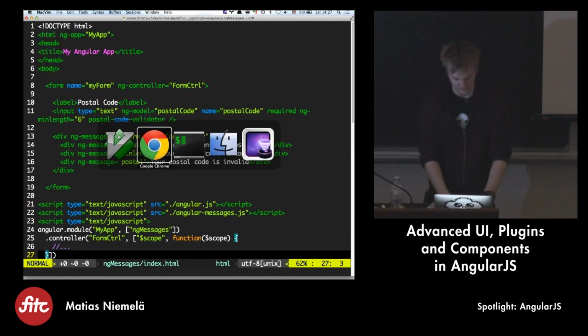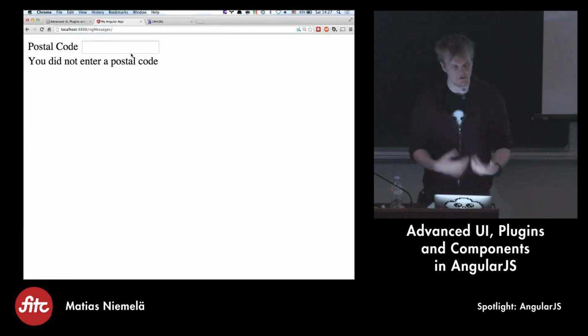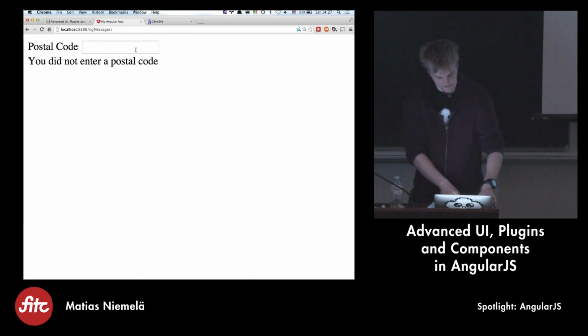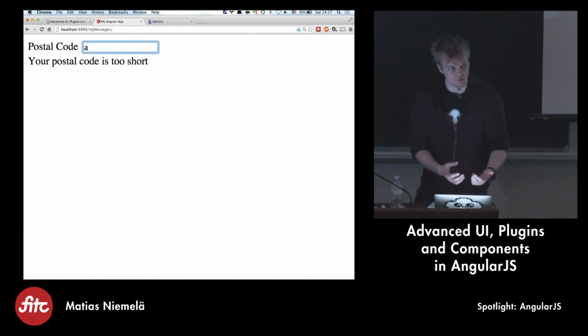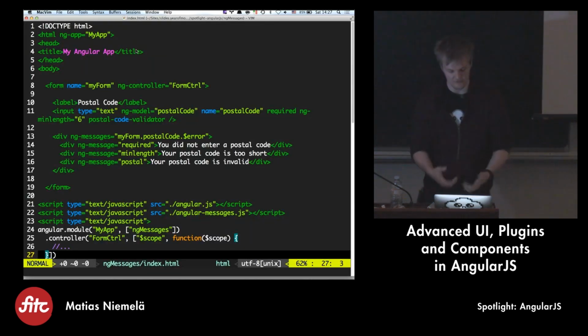So let's see how this looks. Okay, so far it's saying you did not enter your postal code. If I press 1 character, it says your postal code is too short. And if I enter 6 characters, now it's invalid. But if I enter my postal code, for example, it's valid. So this is kind of how NgMessages is built.